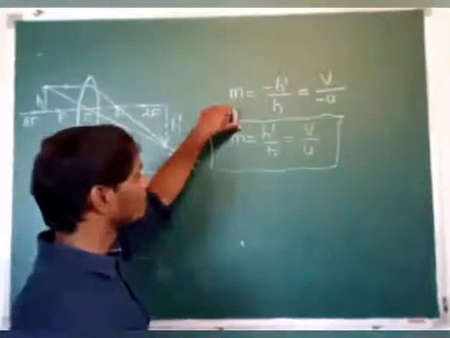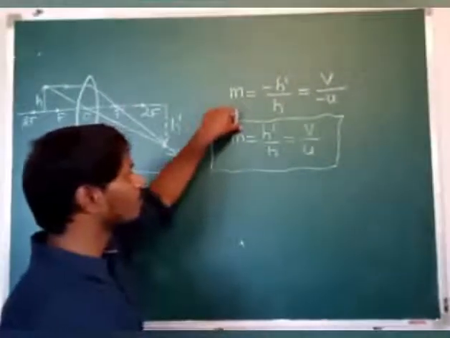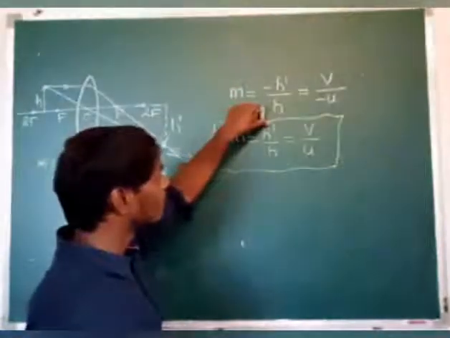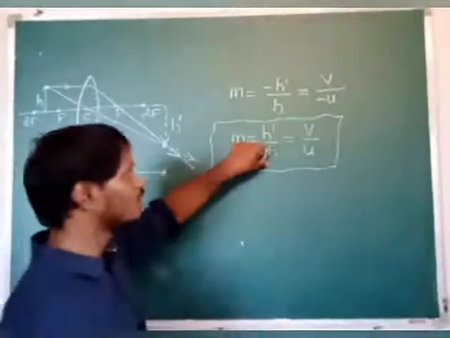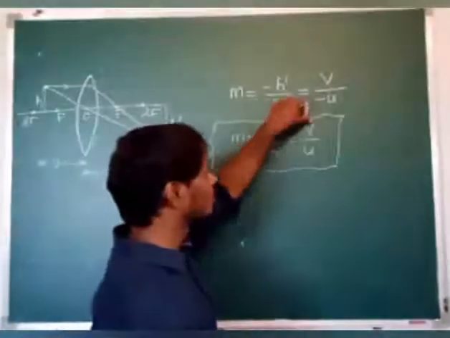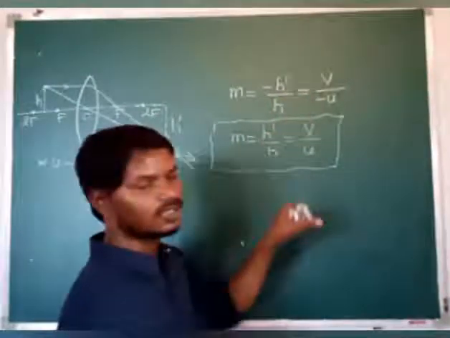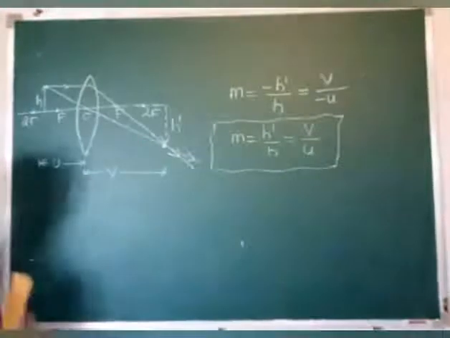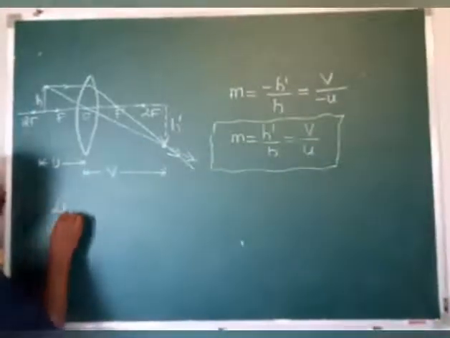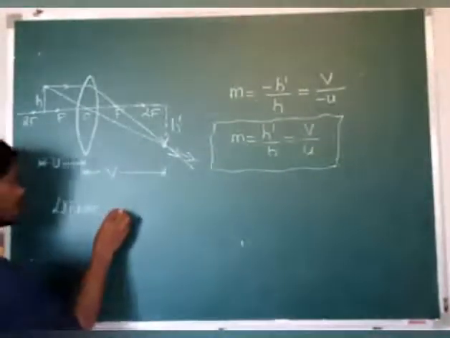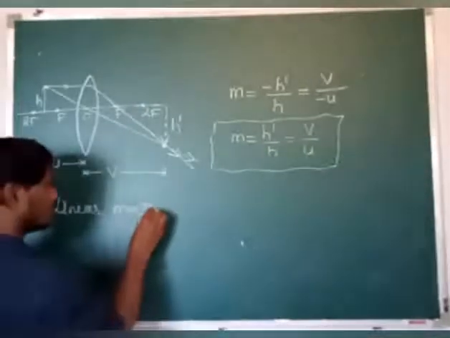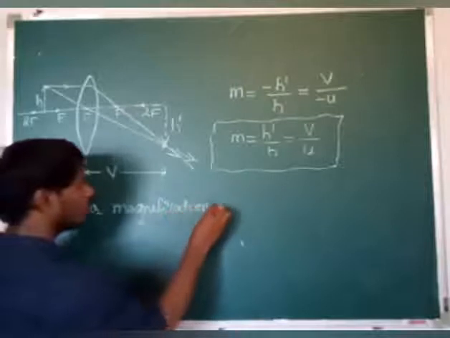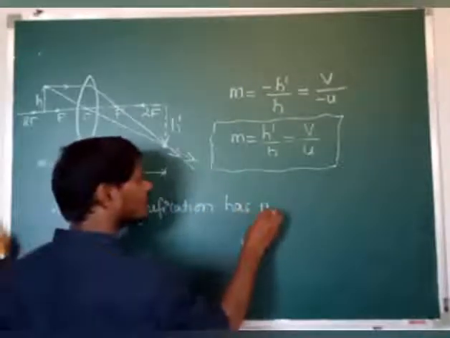Then what is the formula for the magnification produced by the lens here? In terms of height, it is the height of the image to the height of the object, and in terms of distances, the distance of the image divided by the distance of the object here. Then what is the unit of magnification? Linear magnification has no unit. Why does it have no unit?